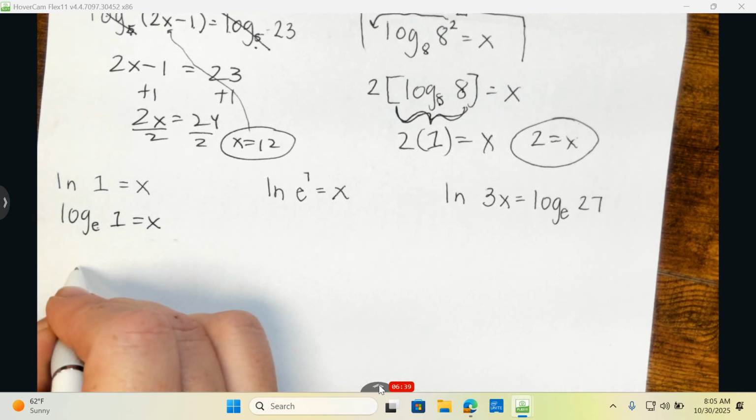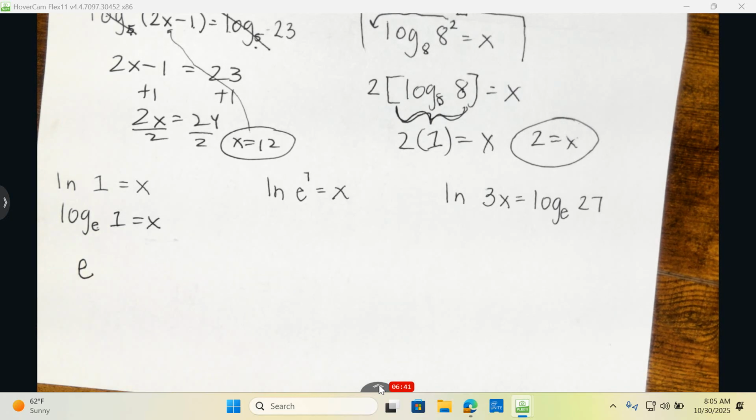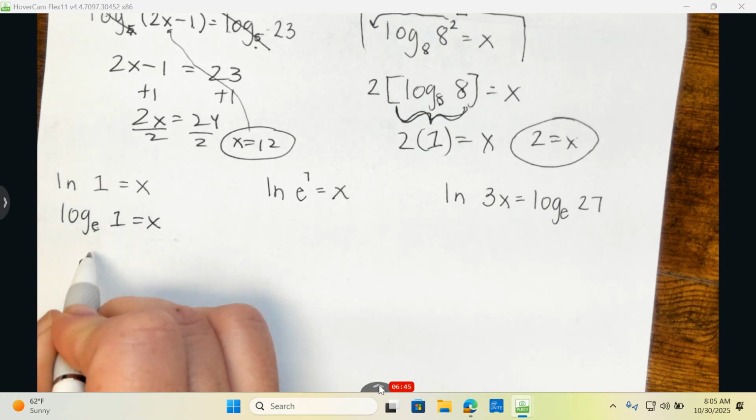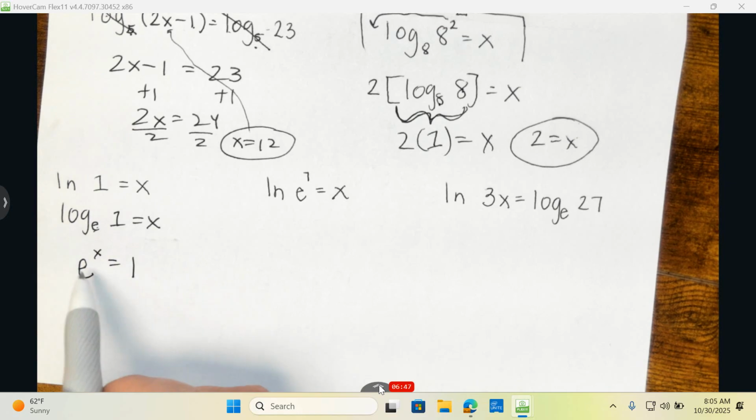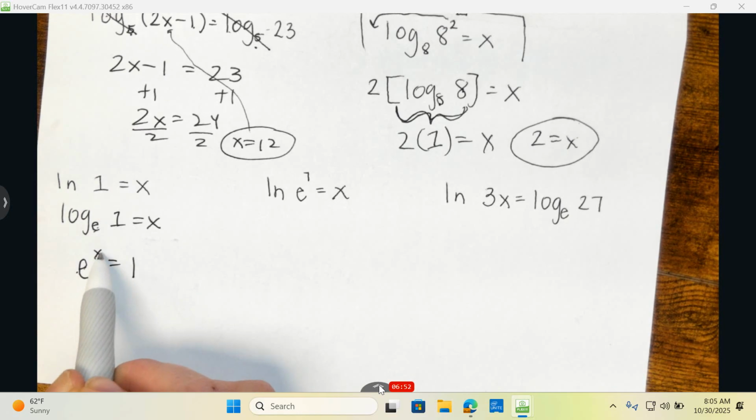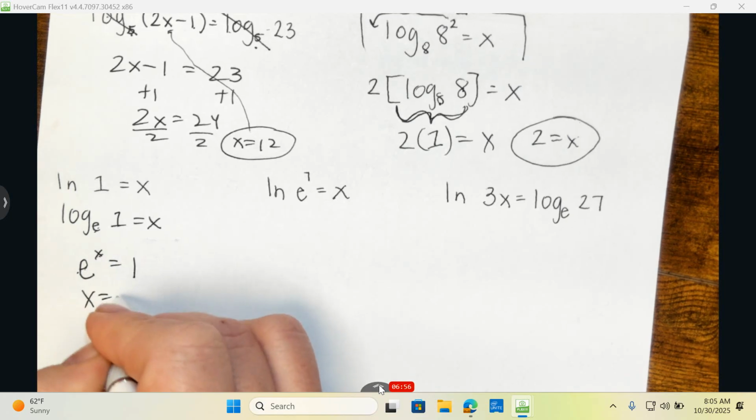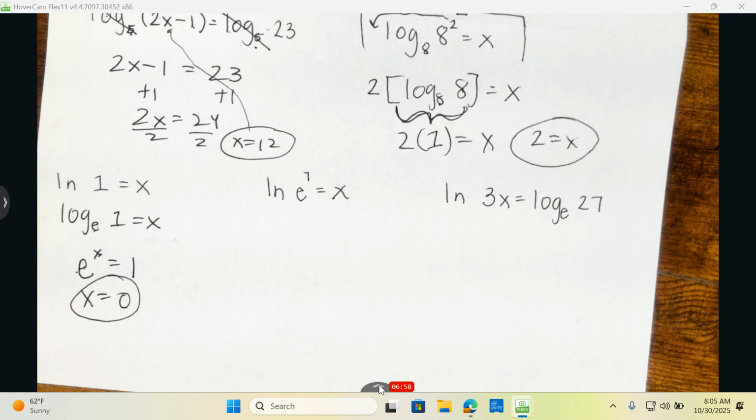So the base is the number e. Remember, e is no longer in our mind thought of as a variable. So base raised to the opposite side equals 1. The only number you can raise a value to and get 1 is 0. So x equals 0. e to the 0 is 1.